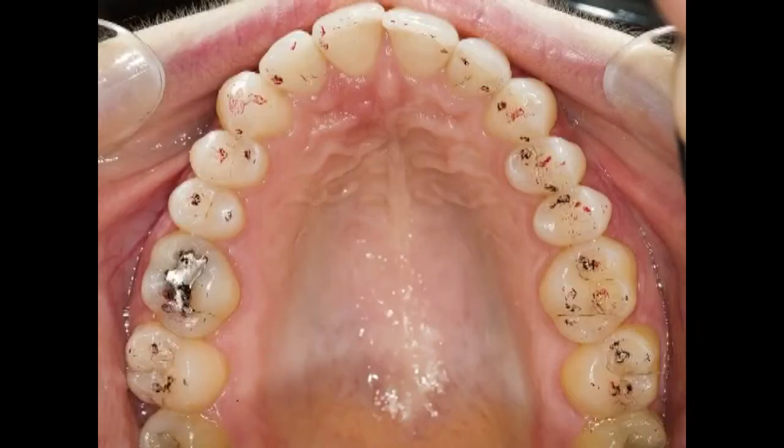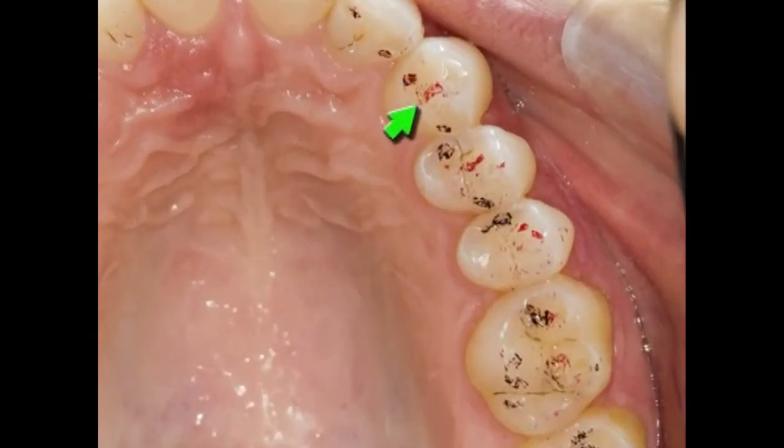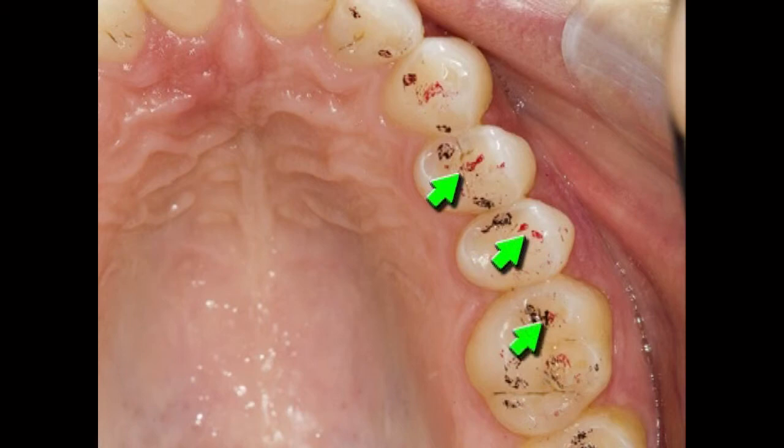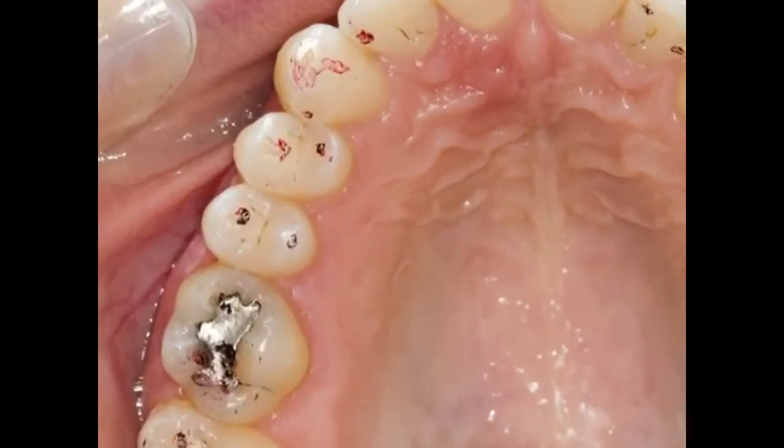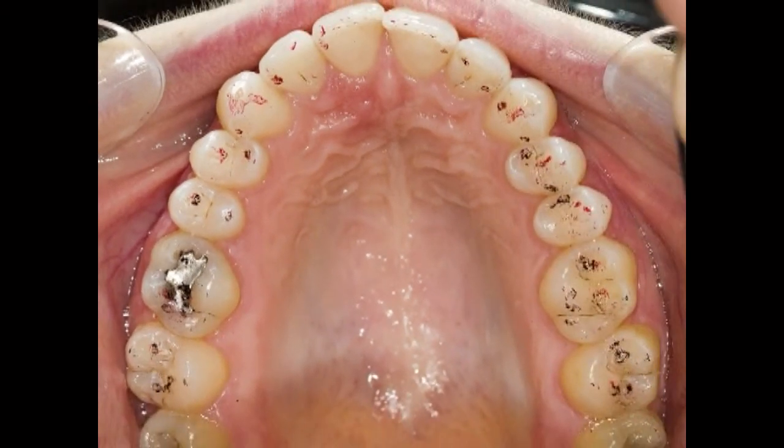Let's look at the red contacts on the left side. You can see the canine is involved in guiding left lateral excursion, but there are also unwanted excursive contacts on the first and second premolars as well as the first molar. On the right side we also have canine guidance and a similar pattern of unwanted excursive contacts. Additionally, some of the black intercuspal contacts have a broad rubbing appearance.